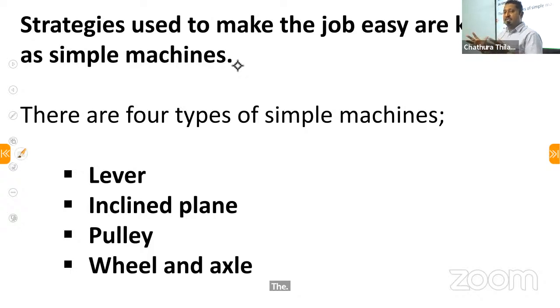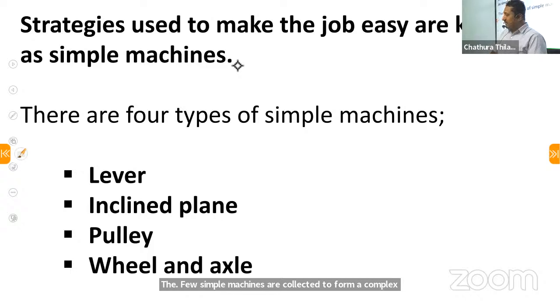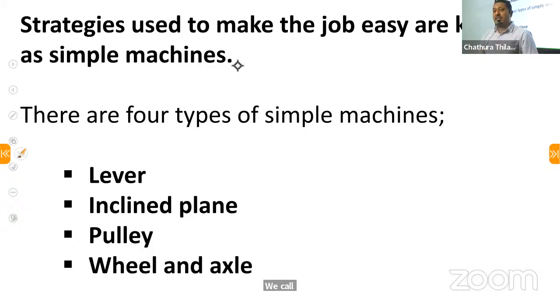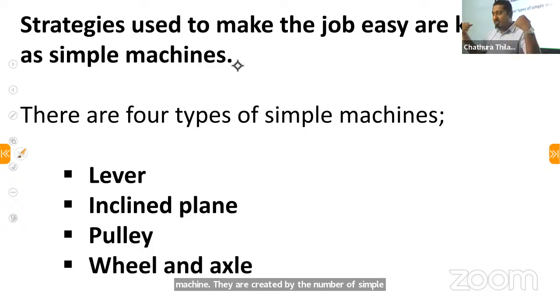Few simple machines are collected to form a complex machine, like a bicycle. Bicycle is a complex machine. Vehicle engine is a complex machine. Human body is a complex machine. They are created by a number of simple machines. Even in our body, there are a few simple machines.